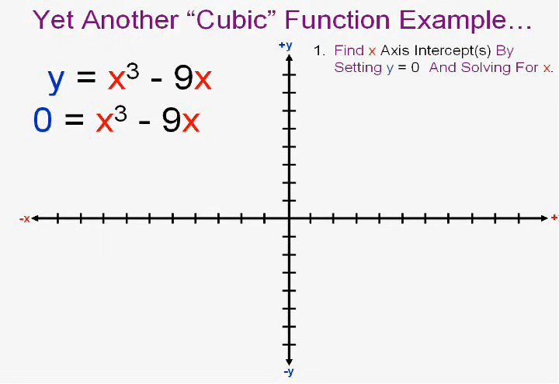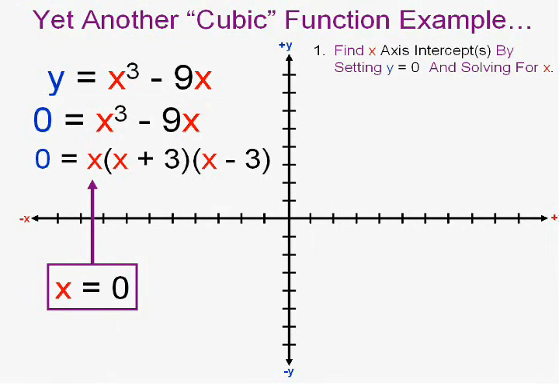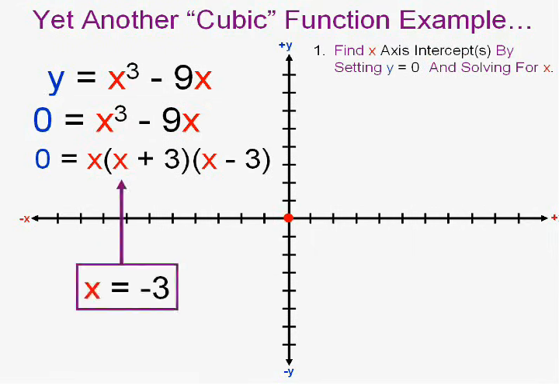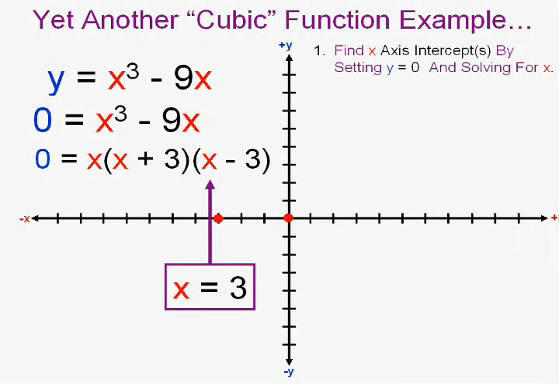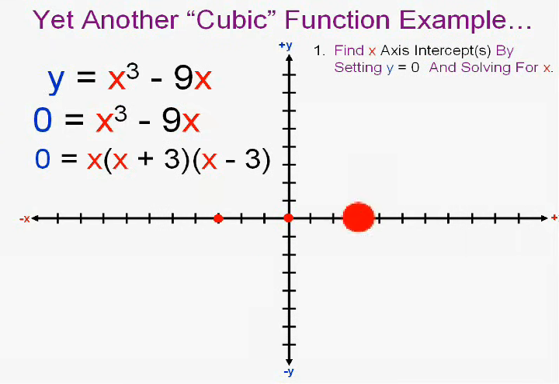Let me factor here. I'll factor out the greatest common factor, which is x. And then once again, I have a difference of 2 squares. And I'm going to have, shouldn't surprise you, 3 answers here using the 0 property. One of them is where x is 0. Another one, what makes this 0 is -3. So there's another x-intercept. And the other one is where x is 3. Okay, so those are my 3 x-intercepts, or roots, if you would.